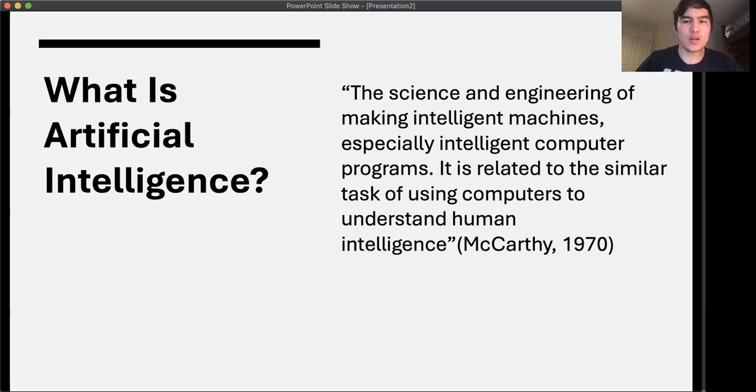First of all, what is artificial intelligence? Now, as John McCarthy puts it, the science and engineering of making intelligent machines, especially intelligent computer programs. It is related to the similar tasks of using computers to understand human intelligence. And basically what he means is we're going to make machines that can think like humans, but can do it faster because computers are able to think faster than humans.